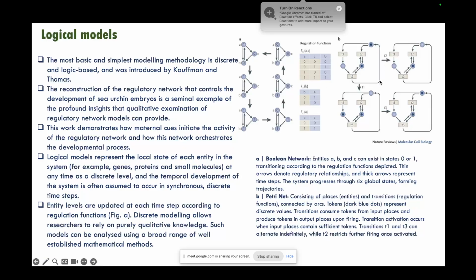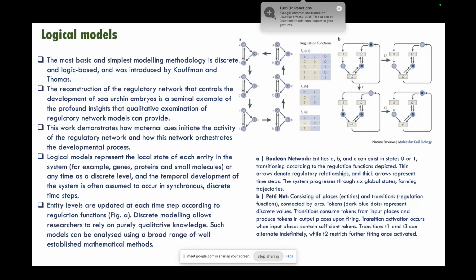Now, if you consider a little bit more complicated network, this is called a Petri net, consisting of place entities and transitions, which are the regulatory functions, and these are connected by arcs. These dark blue tokens represent discrete values, and the transitions consume tokens from input places and produce tokens in the output places on firing. Transition activation occurs when input places contain sufficient tokens. And these blue dots are representative of tokens.